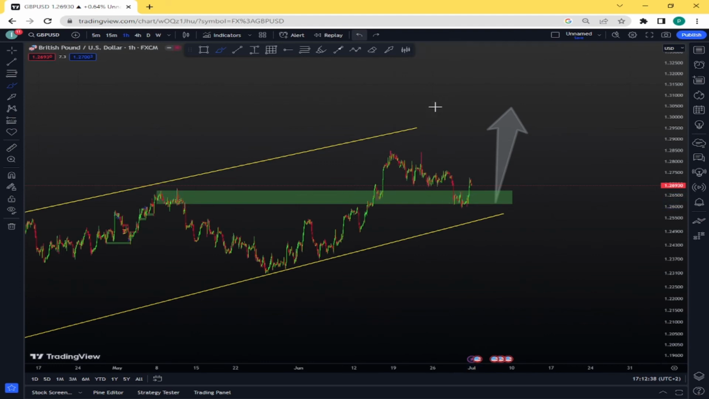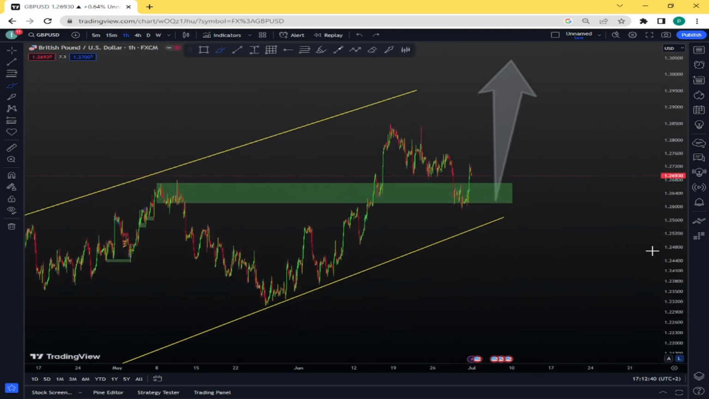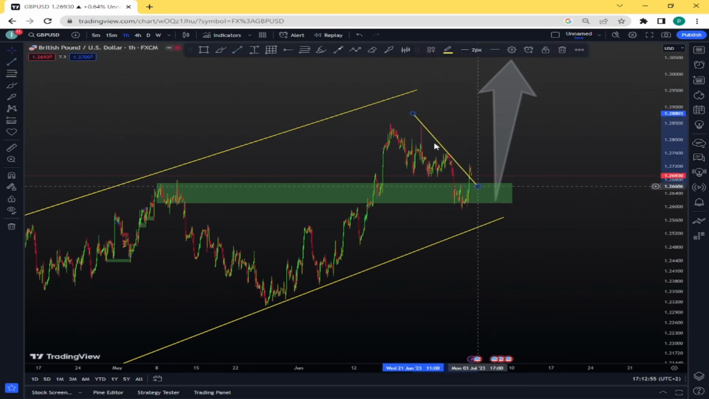But we need to identify a reversal pattern. So in this case, I see price creating lower lows, lower highs, lower lows, lower highs, lower lows. So price is moving in a corrective way. So let me take my trend line and identify the structure that price is presenting. Now I see that price respected my trend line here, and it also respected my trend line here, giving me a second touch.